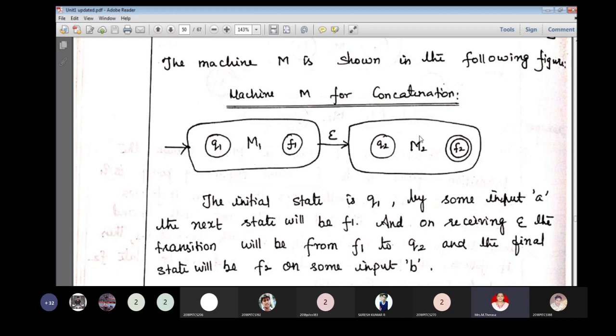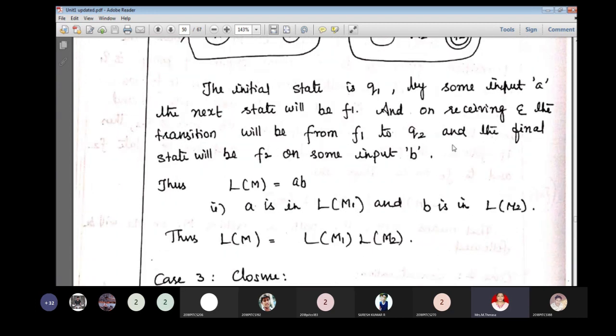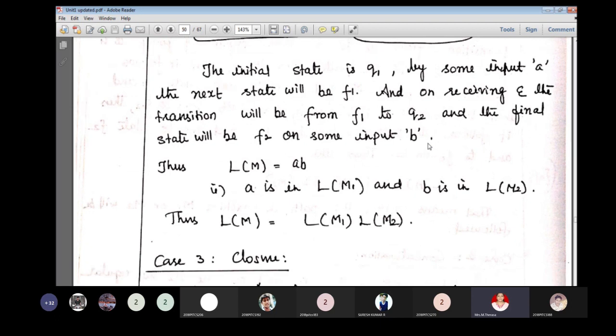So that AB is accepted. A is accepted by this machine M1, and B is accepted by M2. So altogether, after reading AB, we can go to the state F2, and this AB is accepted, isn't it? Thus, what you can conclude is A is in L of M1, B is in L of M2. Thus, L of M is equal to L of M1 dot L of M2. Clear? Next.